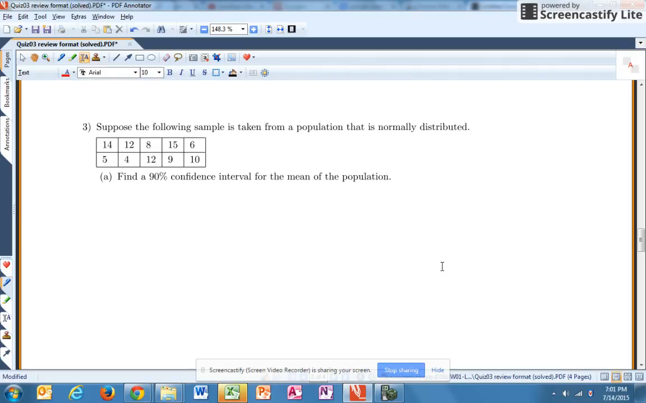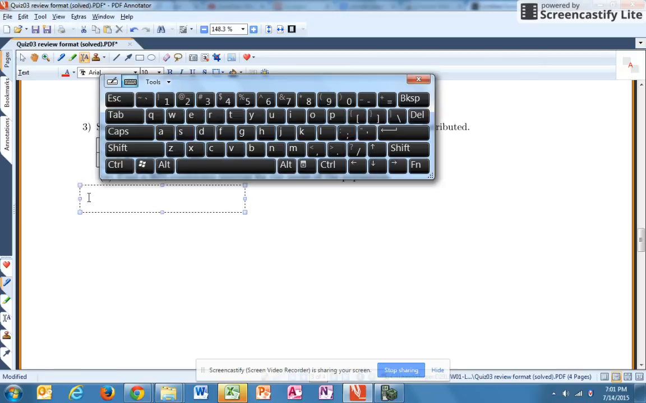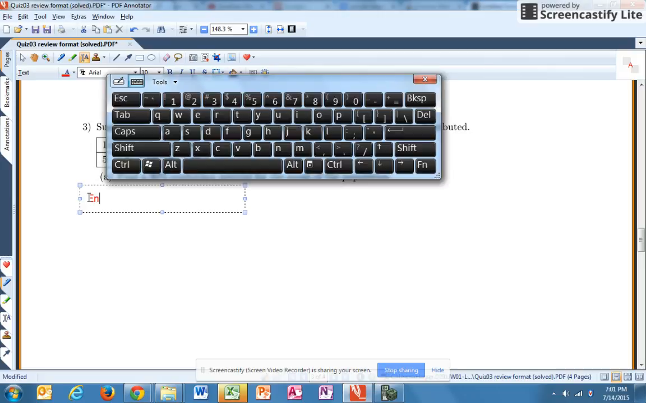Okay, so let's look at another problem. Suppose we have this following sample. In this case, we're not going to look at any sort of context. We just have some raw numbers. So here's a list of 10 numbers. Find a confidence interval for the mean of the population. Since we have this numeric data and we have the actual data, we're going to start by entering the data into our calculator.